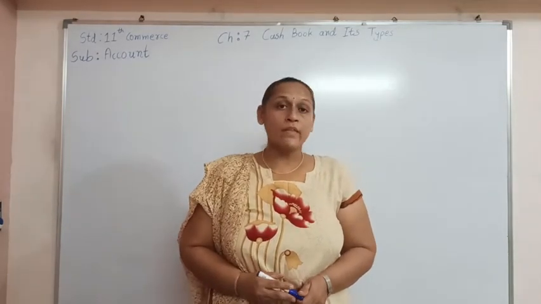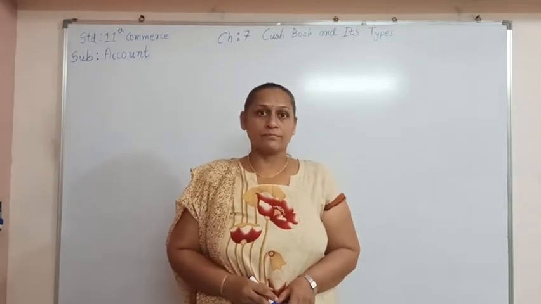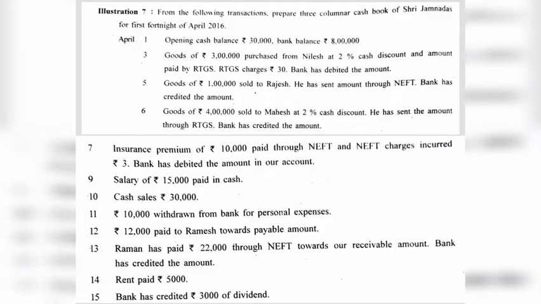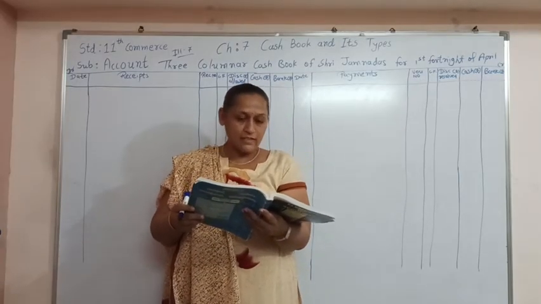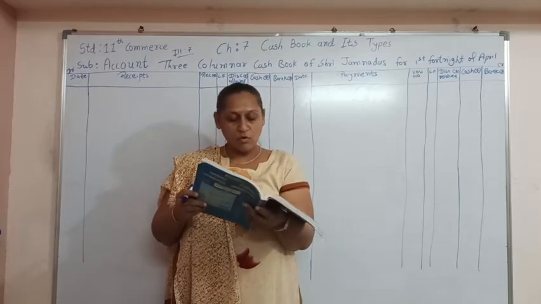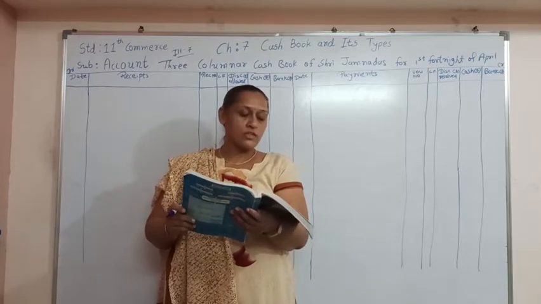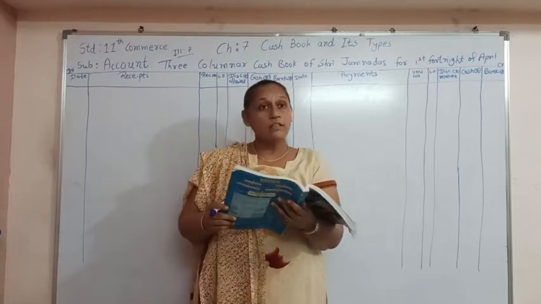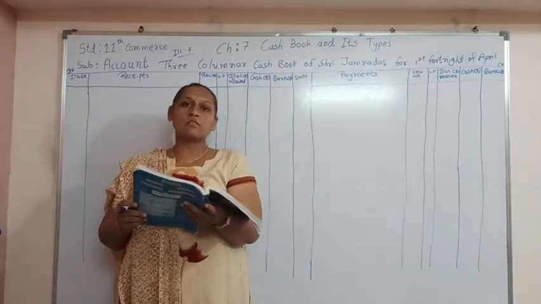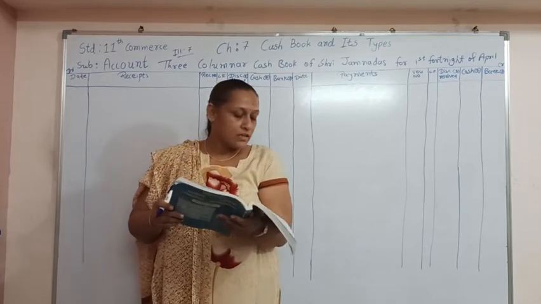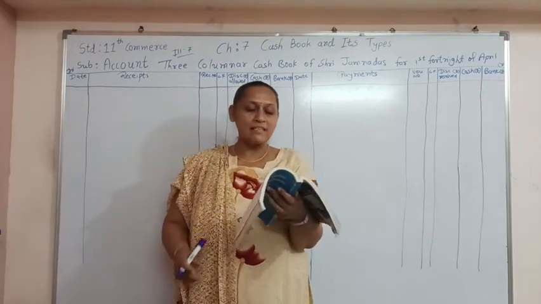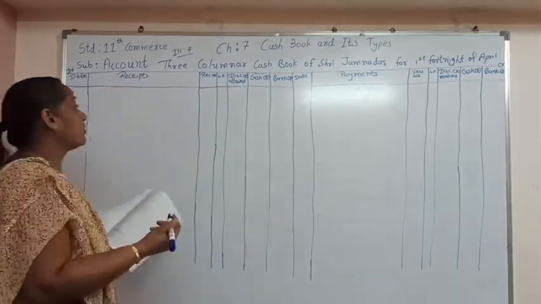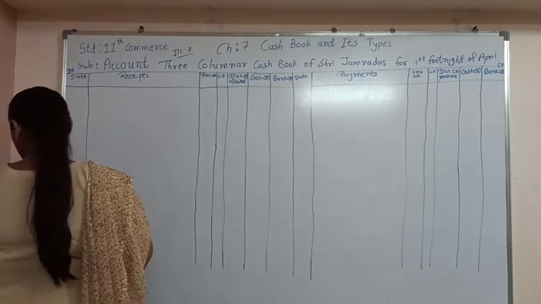So here is sum number 7. Illustration number 7. From the following transactions, prepare the 3 columnar cash book of Sri Jamna Das for the first fortnight of April. April first, opening cash balance 30,000 and bank balance 8 lakh. As we know, both balances we are going to write on the debit side.